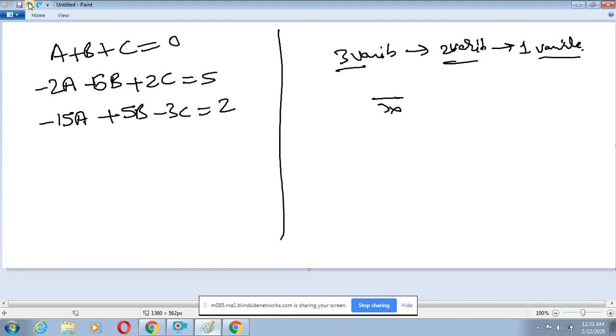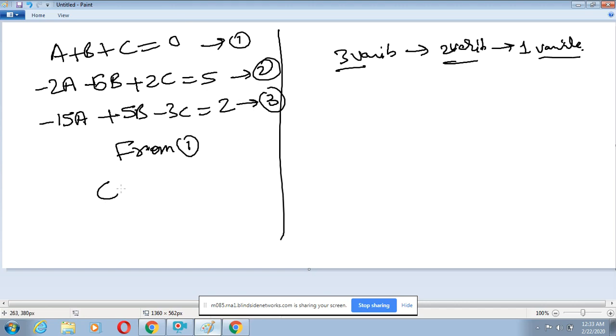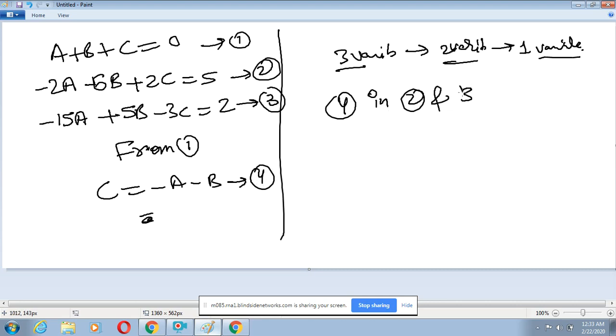Now how to do this? It's simple. Take the value of c from third equation and put it in first and second equation. I repeat, from third equation, or you can take it from first, that's better. From 1, take the value of c, minus a minus b, and put it in, let me take it as fourth equation, put 4 in 2 and 3. Understood? So minus 2a minus 6b plus 2 into minus a minus b.